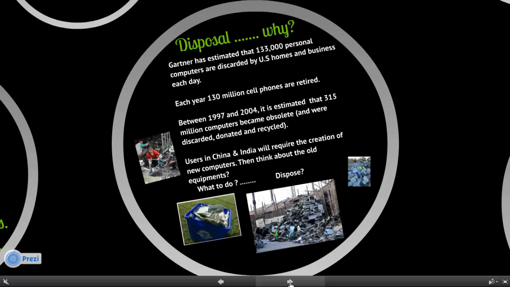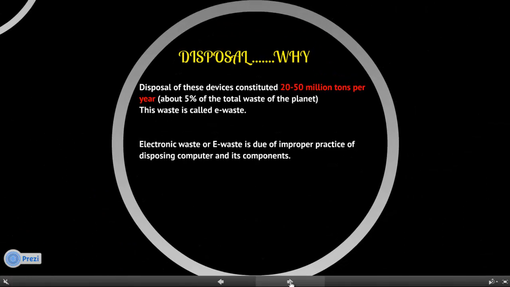Disposal. Why disposal? Gartner has estimated that 133,000 personal computers are discarded by US homes and businesses each day. Every year, 130 million cell phones are retired, and China, India and other countries need new computers, new technology, new devices. Think about the old equipment or old devices. What to do, where to put them? Dispose, of course. Why are we disposing, and what happens after disposing?